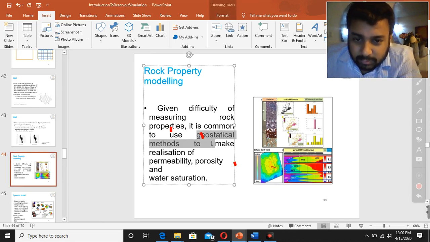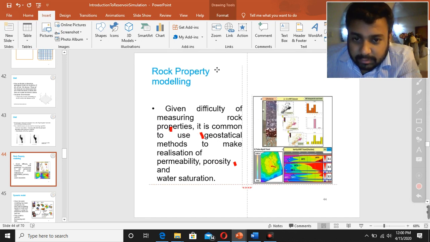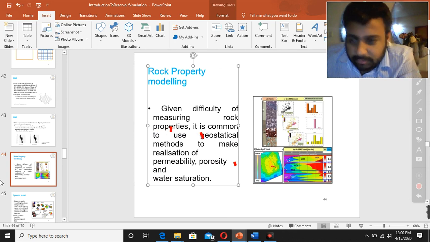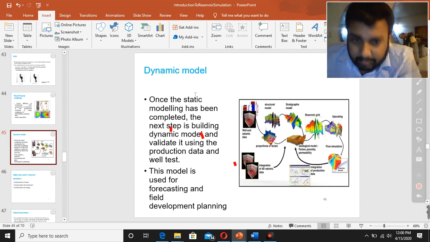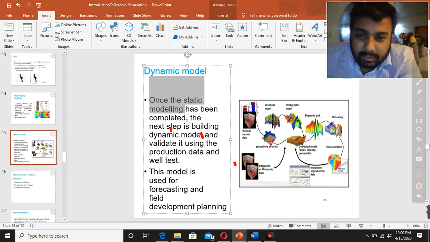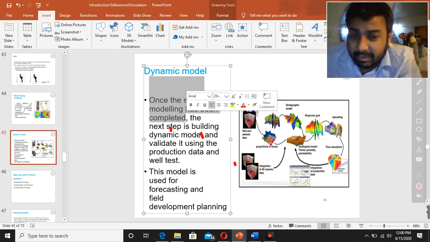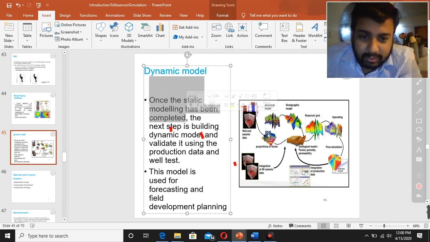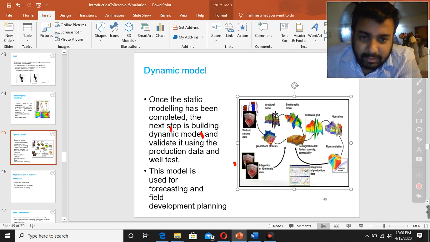So what we do, we use geostatistical modeling in order to define the properties here. Now we have two kinds of model. One is the static model and another is the dynamic model. Once we develop the static model, whatever data we have, we just put it into it. For example, we have well and seismic data. We develop the structural model, stratigraphy model. We put in the reservoir grids. We put all the data into it, and so on.